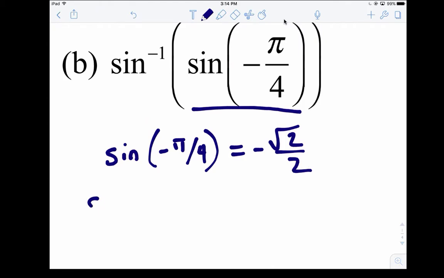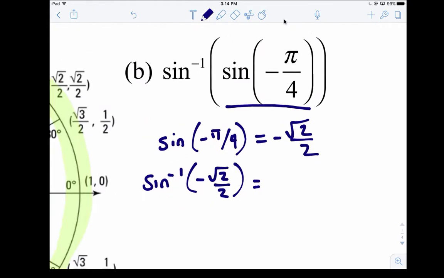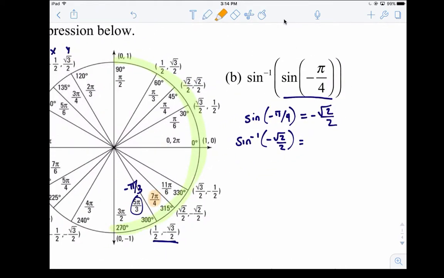Alright, and then I have the inverse sine of negative root 2 over 2. Again, where is the y term equal to negative root 2 over 2? Remember, inverse sine is also just the right side of the unit circle. So it's actually right where I started, which is negative pi over 4.